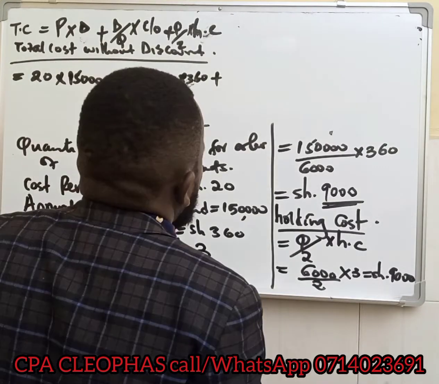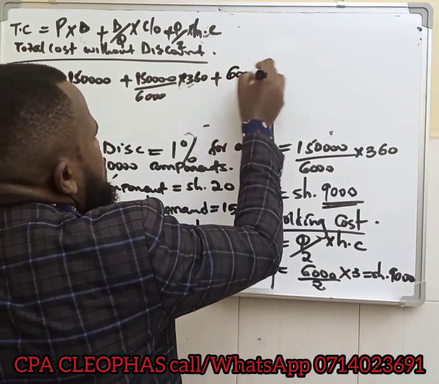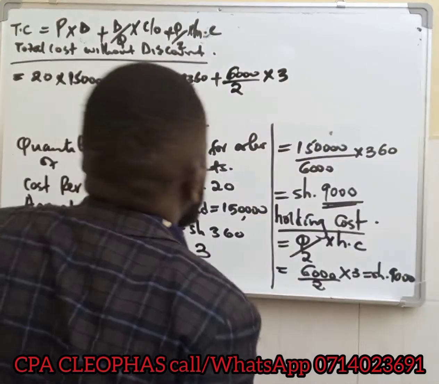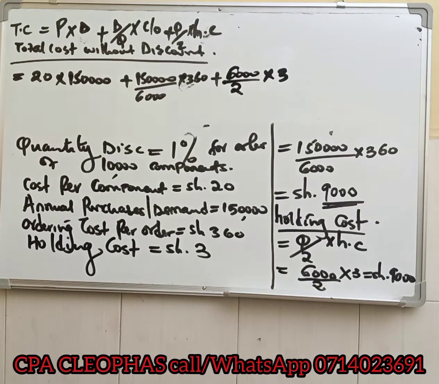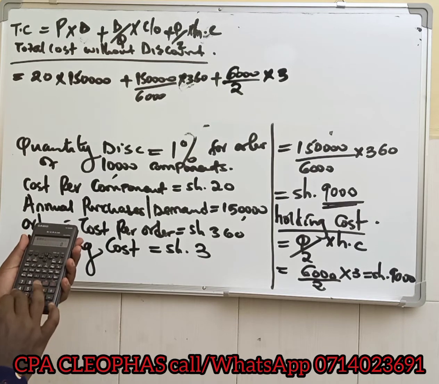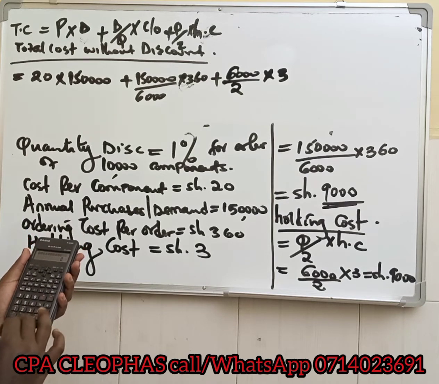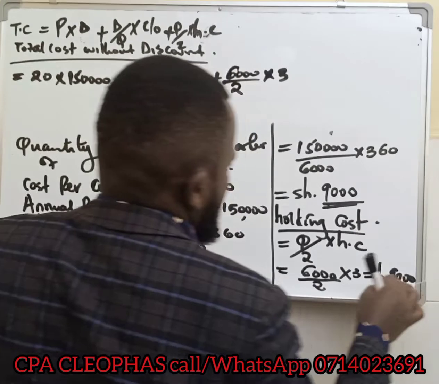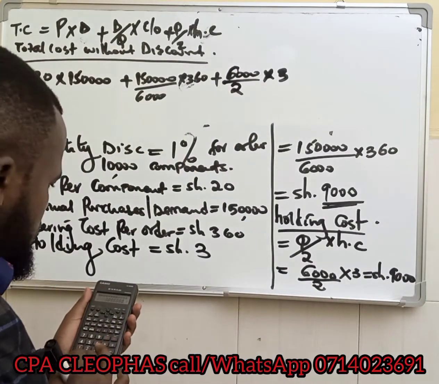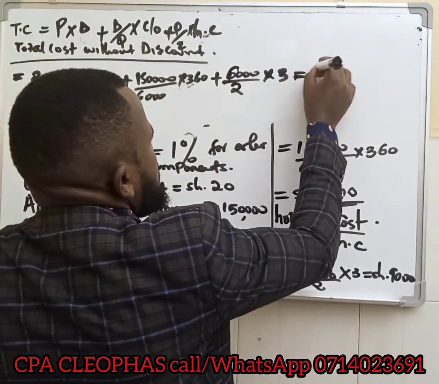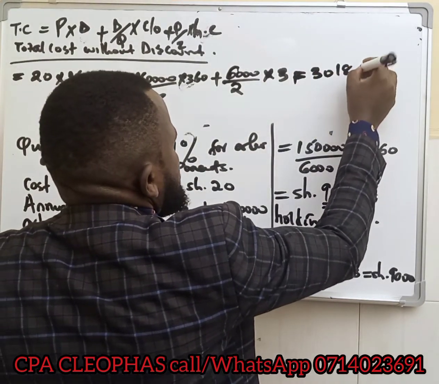Plus the holding cost, which is Q over 2, and our Q without discount, ordering at EOQ, is 6,000, times 3 shillings, the holding cost per unit. So I want to work this out: 20 times 150,000 is 3 million. Plus we had here 9,000 and 9,000, so plus 18,000.